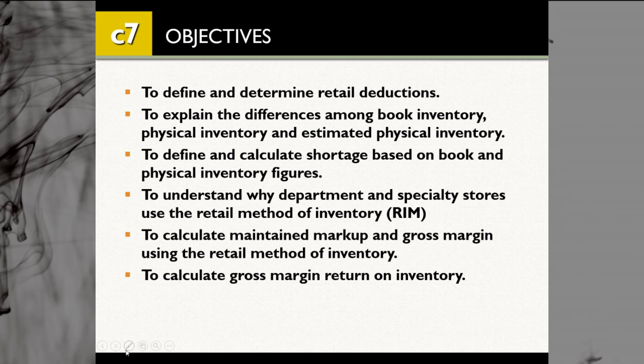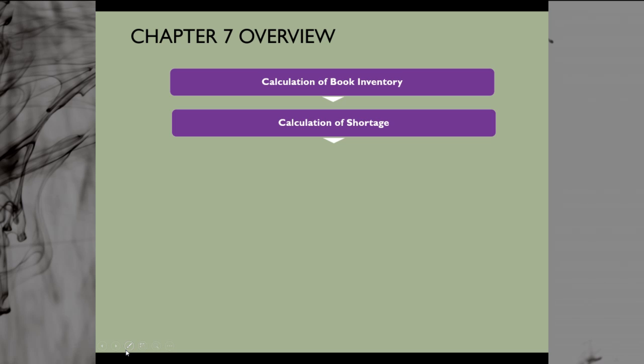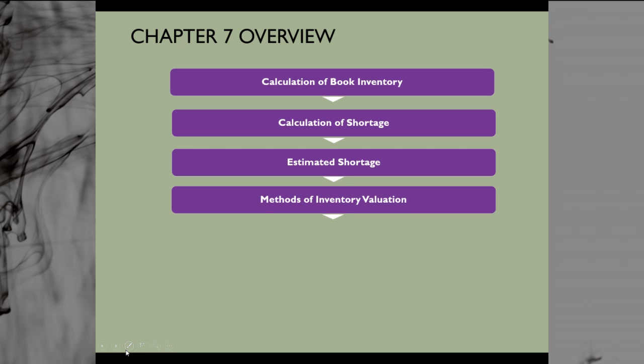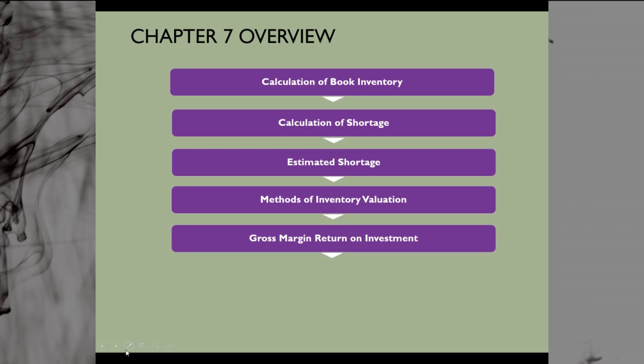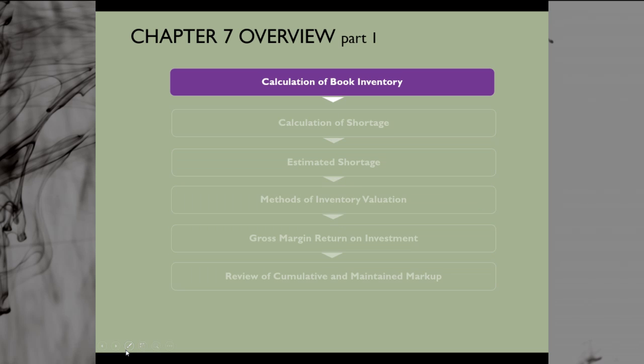And let's look at the overview for this chapter. We'll start from the calculation of book inventory, and we'll talk about the calculation of shortage, and then about the estimated shortage, and the method of inventory valuation based on retail and cost, and gross margin return on investment. And then we'll review the cumulative and maintained markup based on the retail inventory method. And especially for this chapter 7 part 1, I will cover the calculation of book inventory.